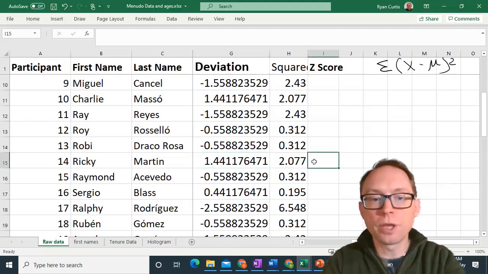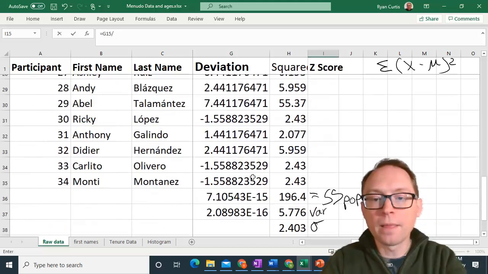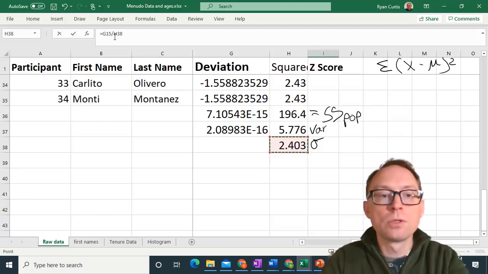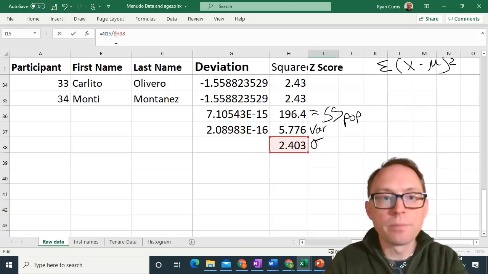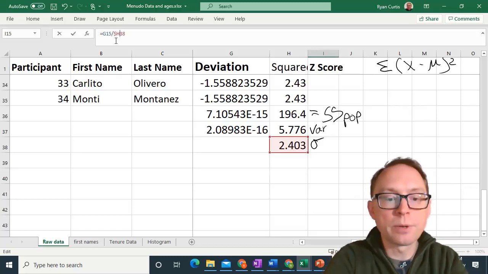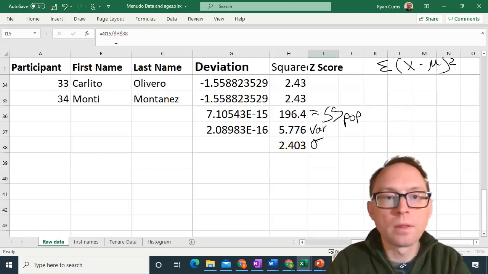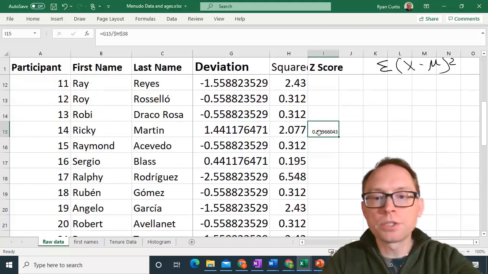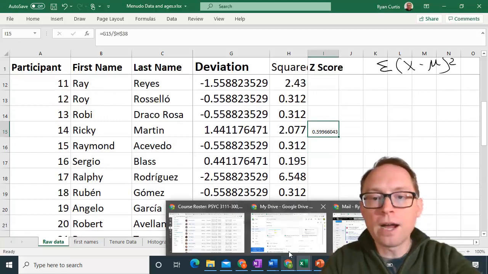So Ricky Martin's z-score is the deviation divided by the standard deviation. All right? So it's his deviation divided by the standard deviation. And I'm going to make sure that we don't do a separate standard deviation. So Ricky Martin's z-score is 0.599.